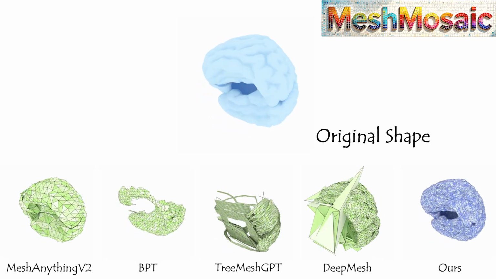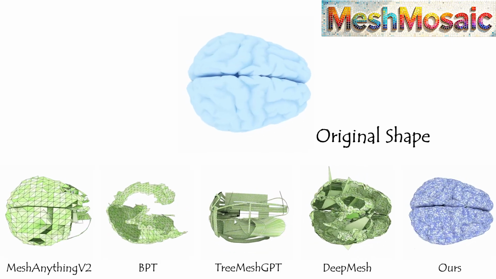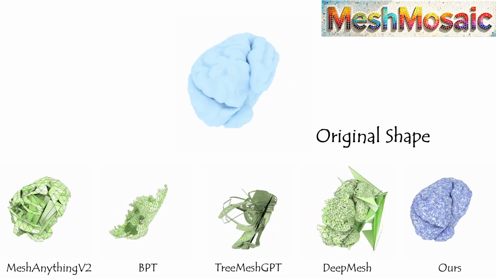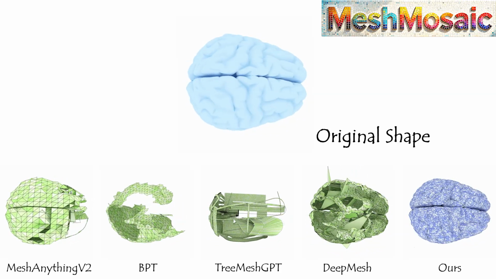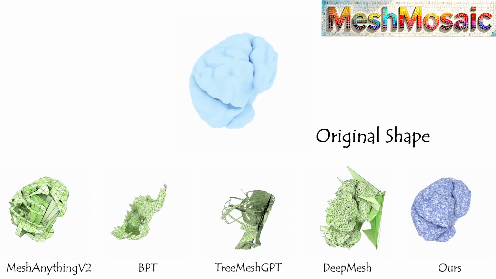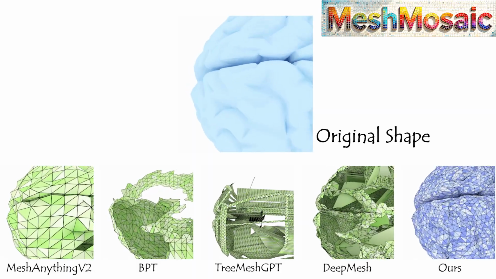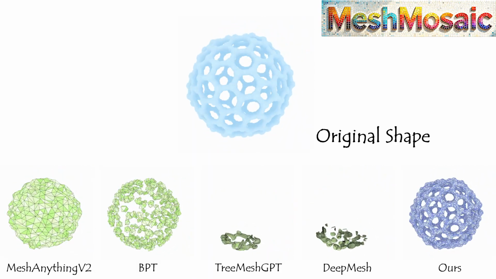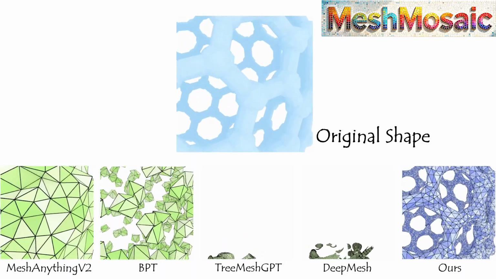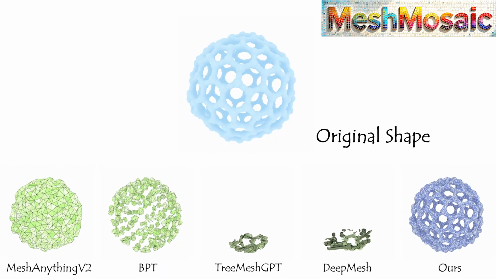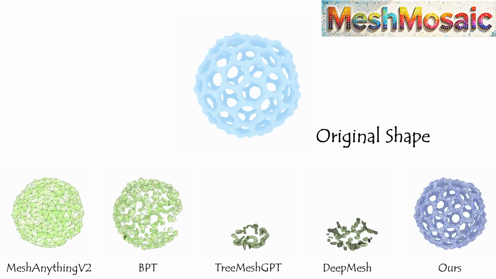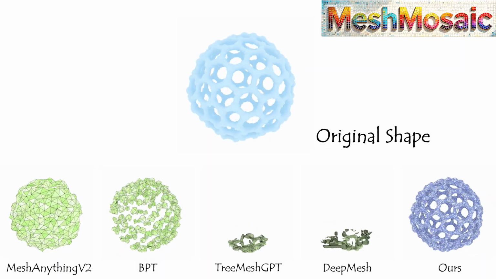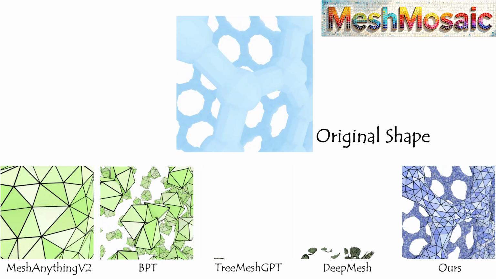Now let's look at two geometrically complex examples. For the first one, a brain model, other methods either fail entirely or lose most of the details because they can't handle long sequences or fine quantization. The second example is a sphere with very complex topology, where other methods just can't cope. Only our approach, with its local-to-global framework, is able to accurately recover the original shapes.